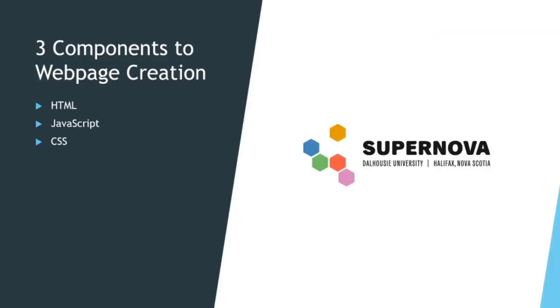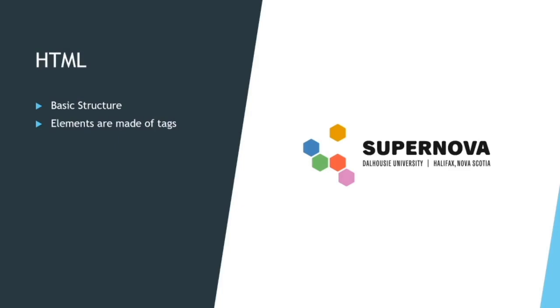Before creating our first website, we need to learn about the different components to web page creation. There are three components to creating a web page, and they are HTML, JavaScript, and CSS. HTML stands for Hypertext Markup Language. It is the basic structure of any web page. And in an HTML document, there are elements that are made of tags. Elements determine how our content will be displayed on the web page.